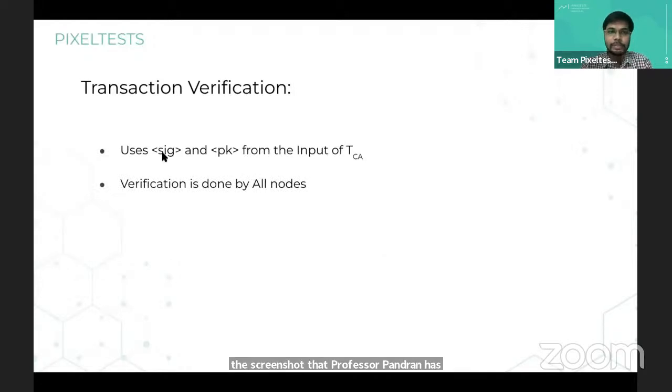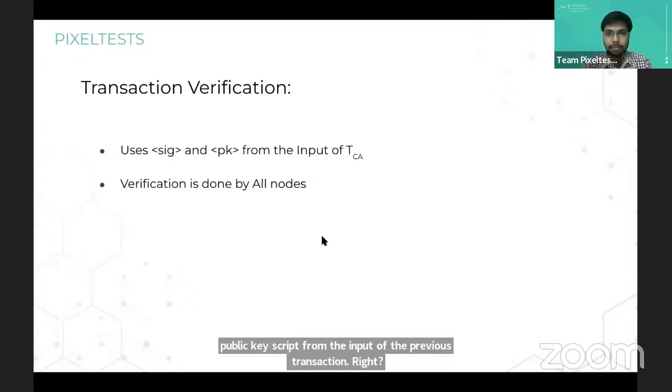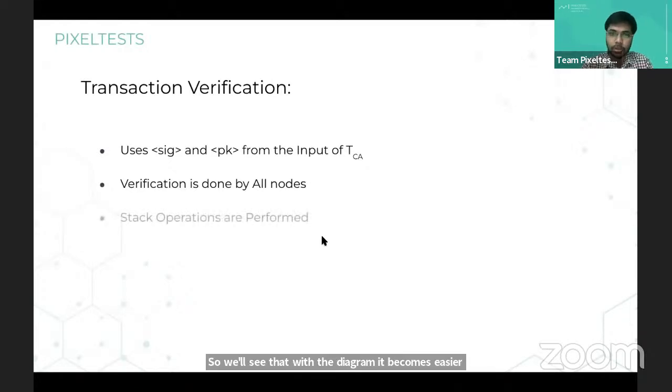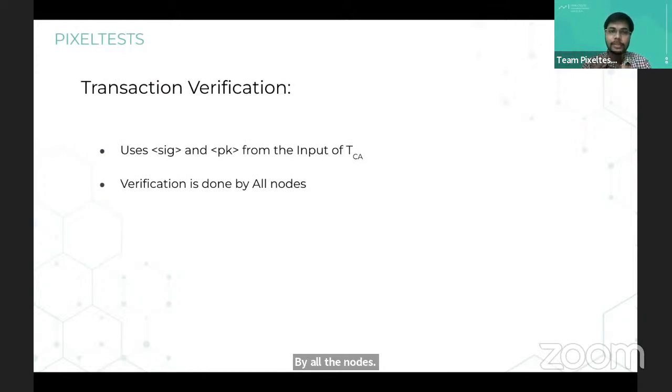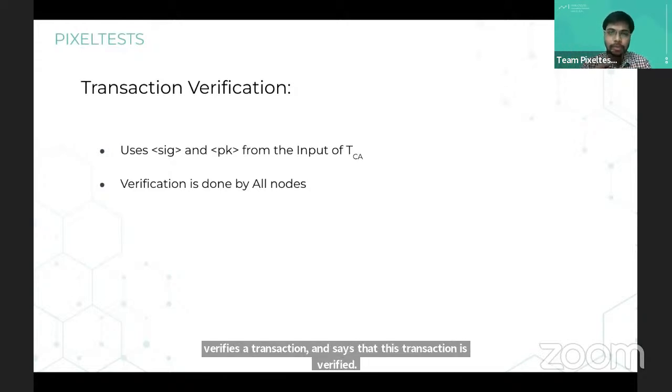Now what happens is, whenever a node is trying to verify a transaction, it uses the signature and the public key script from the input of the previous transaction, right? We'll see that with the diagram, it becomes easier. Verification is done by all nodes, right? For example, whenever a new transaction is put up on a block, it is going to be verified by all the nodes. Why? Because if somebody, in their own interest, verifies a transaction and says that this transaction is verified, it has to match with all the other nodes, right?